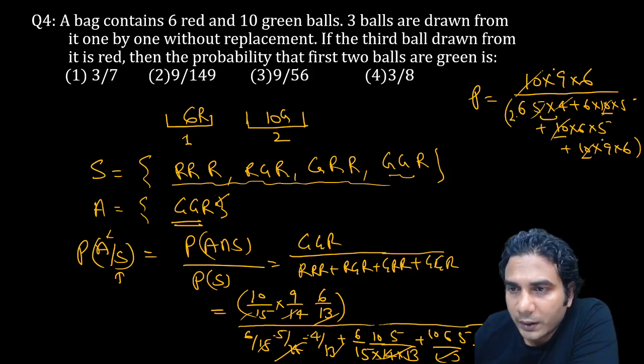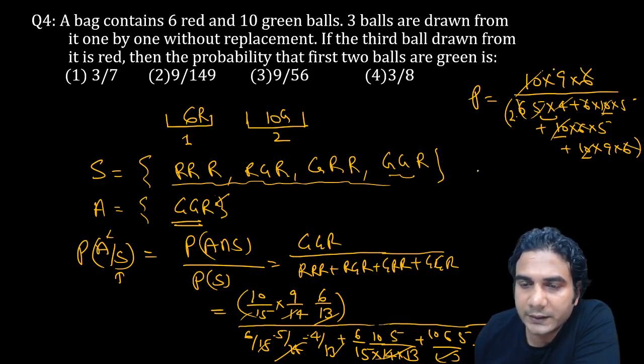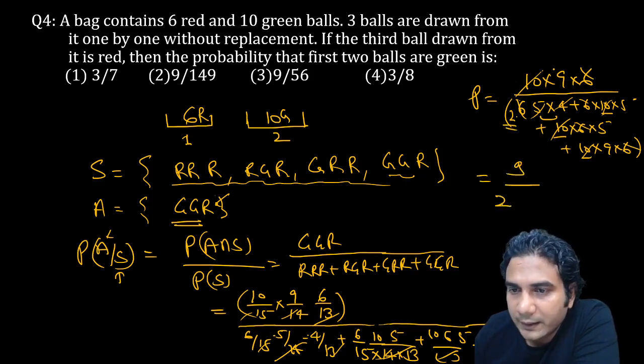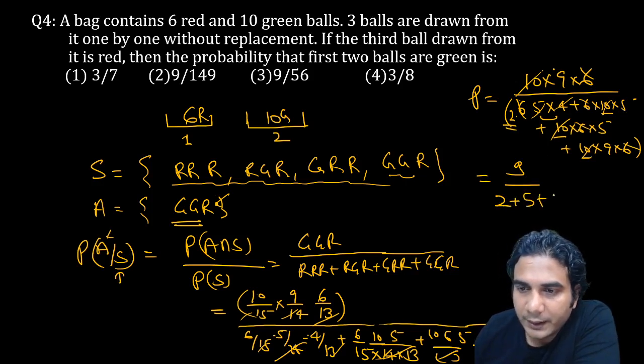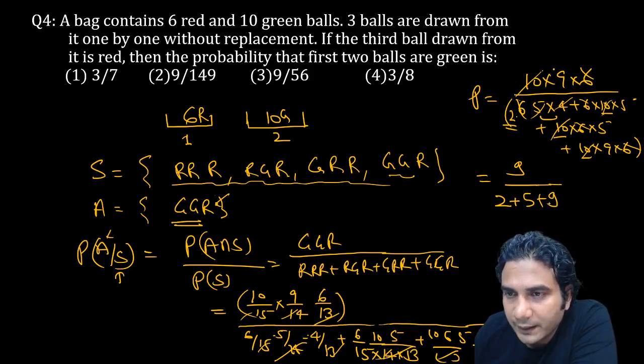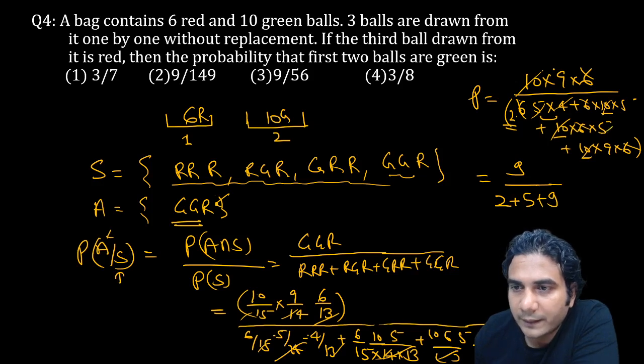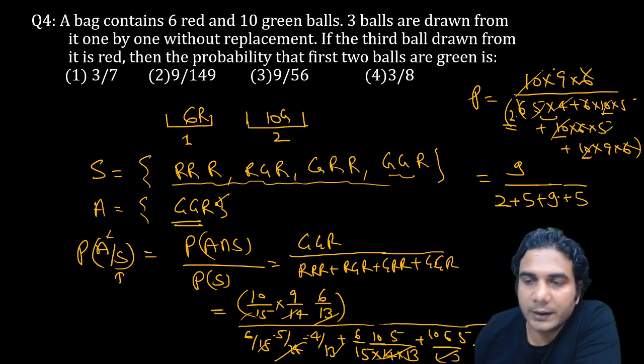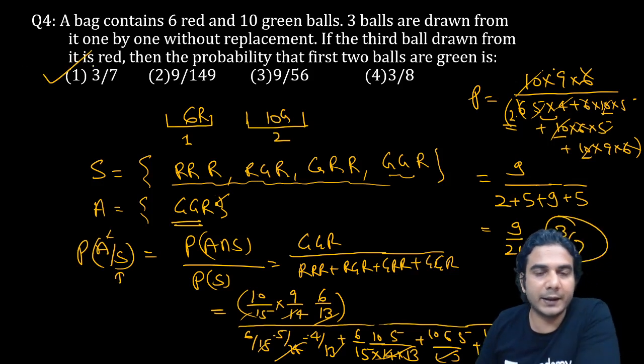All right, now what else can we cancel? I can cancel 6 as well. So 6 is cancelled, 6 is cancelled, 6 is cancelled, 6 is cancelled. Now let's write the remaining numbers. It is 9 upon 2, plus 5, plus 9. Third term is 5. So this is 9 upon 21. If you cancel 3, it is 3 by 7. This is the answer. So 3 by 7 is the correct answer in this case.